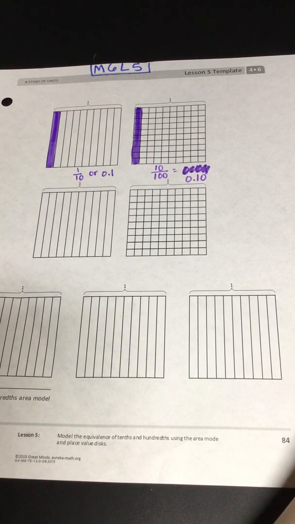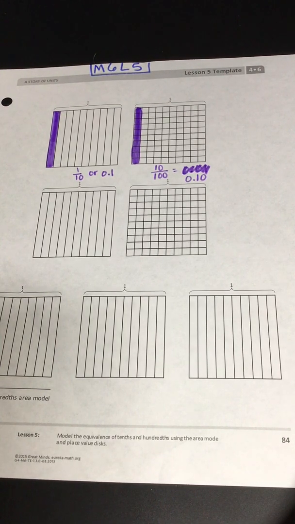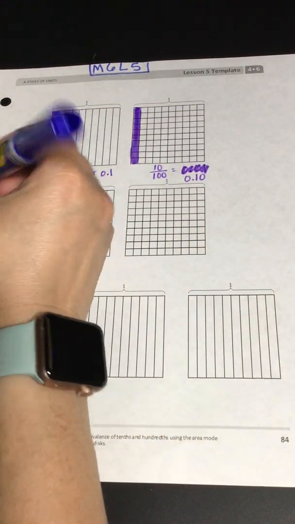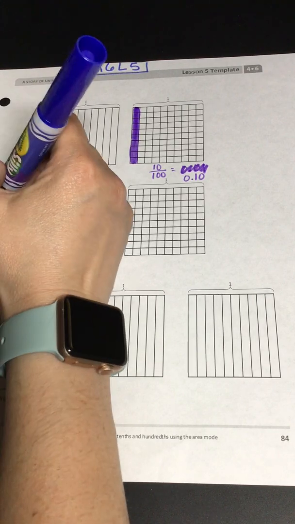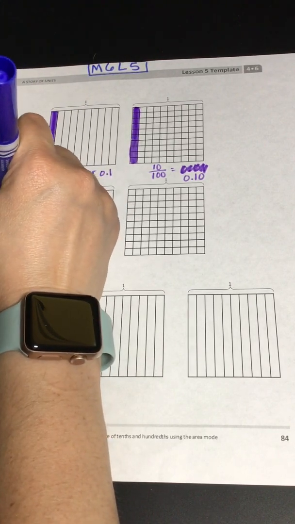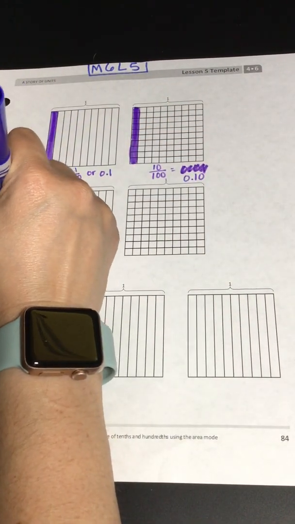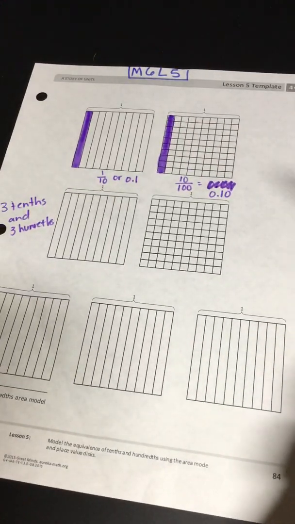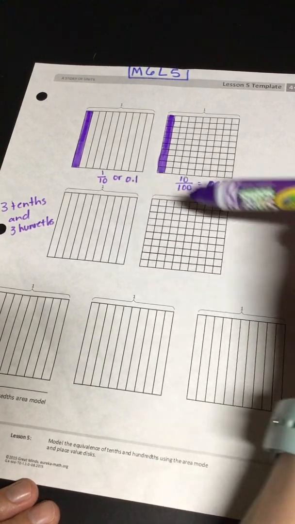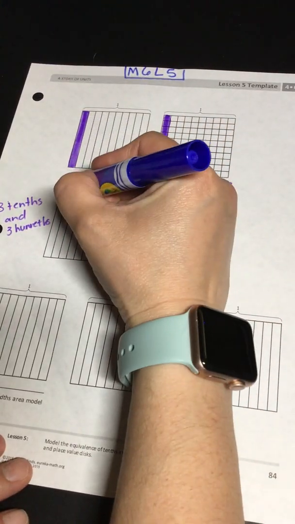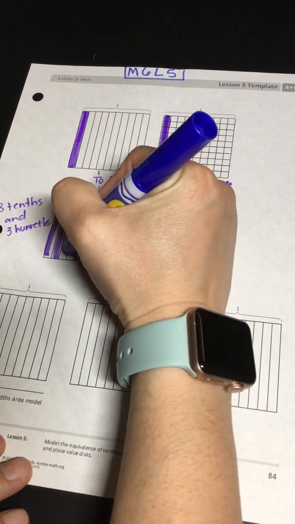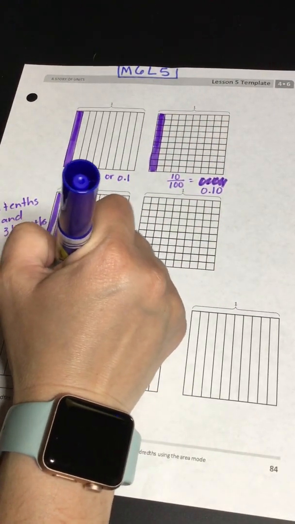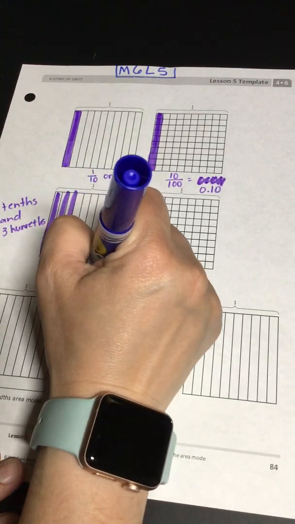So what if I changed it up, and I wanted to show 3/10 is also the same as 30 hundredths? How can I represent that? Where would I show 3/10? Would I do that on the tens or the hundreds? Obviously, I'm going to do it on the tens. So I'm going to color in 1, 2, 3, and that would give me 3/10 or 0.3.